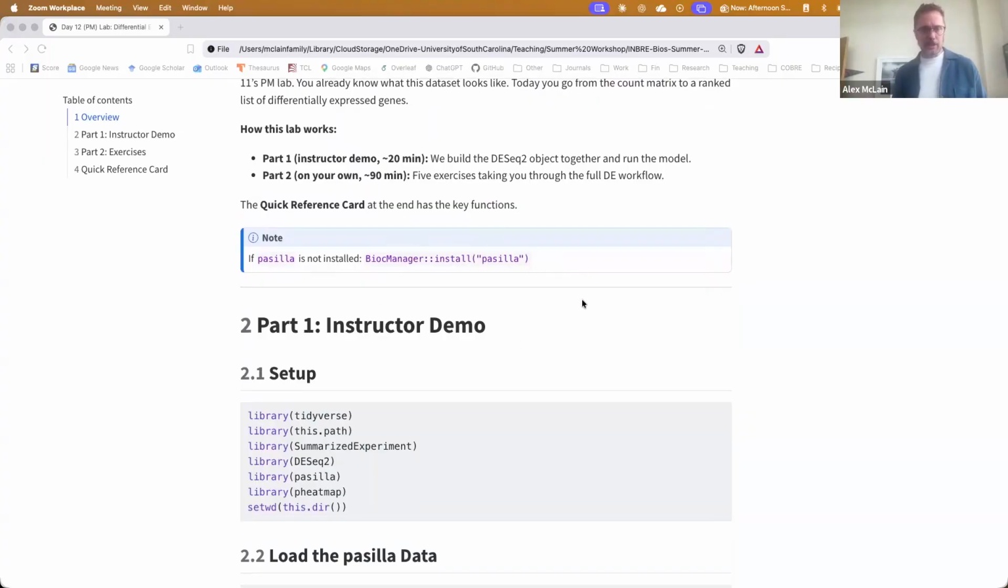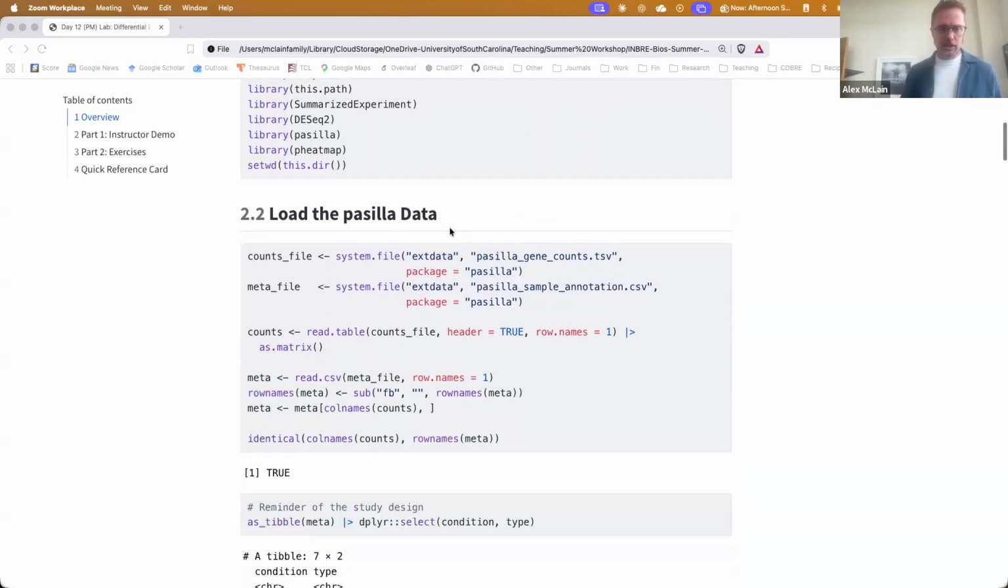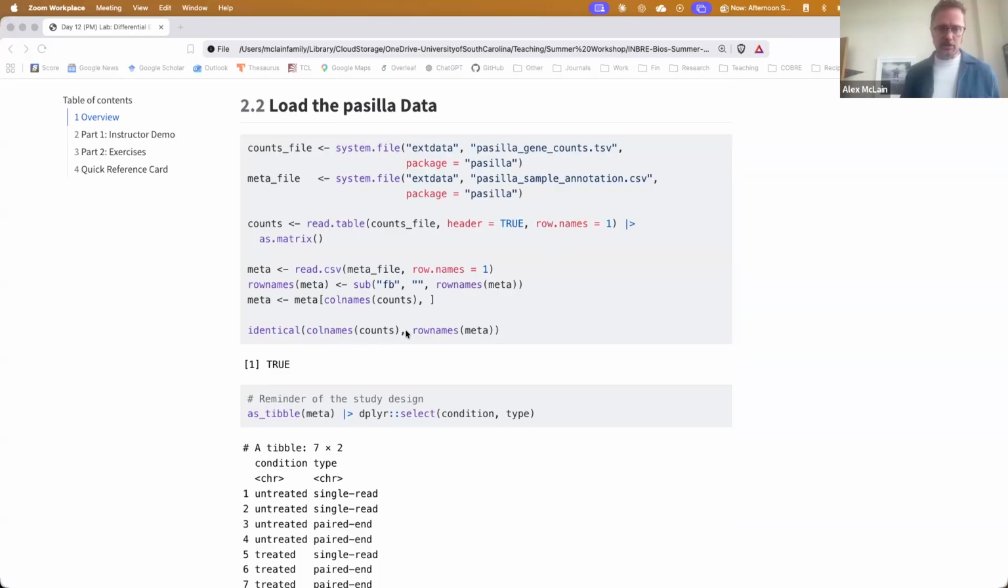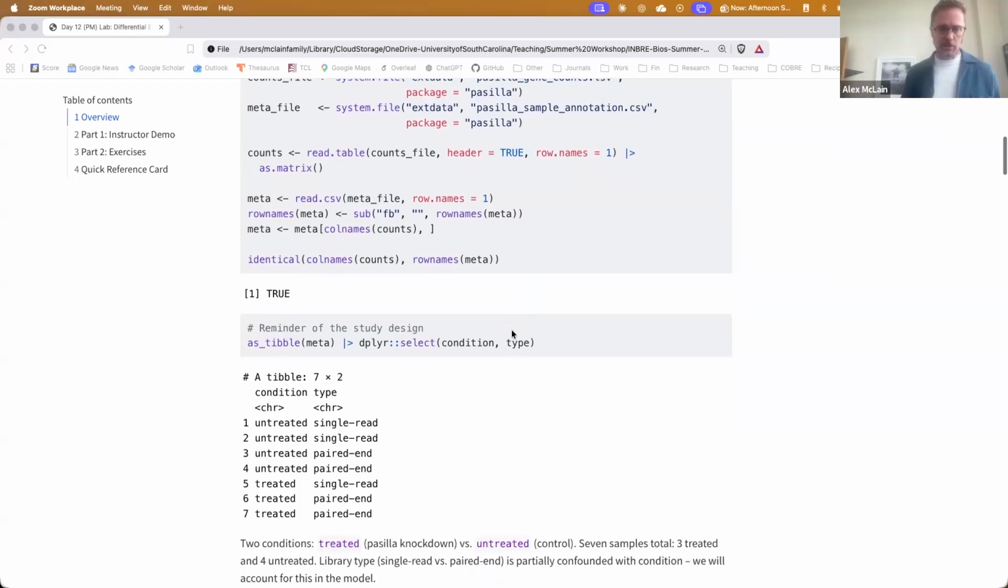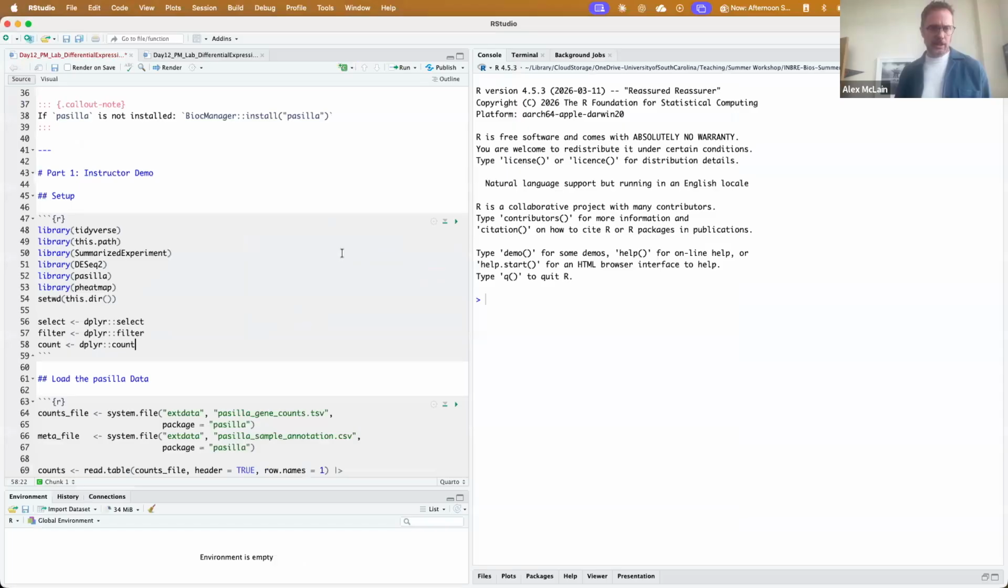You'll have this loaded up, set up, similar to yesterday. Loading the data in, identical column names and row names, all good. Okay, we have the study design here. This is where I want to start. Why do I have this here? Well, let's go over to R, where I have the lab opened up.